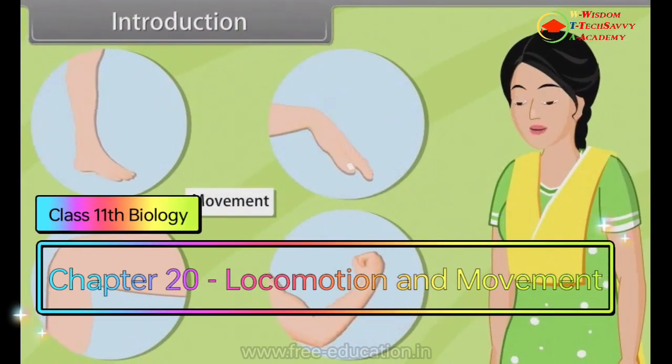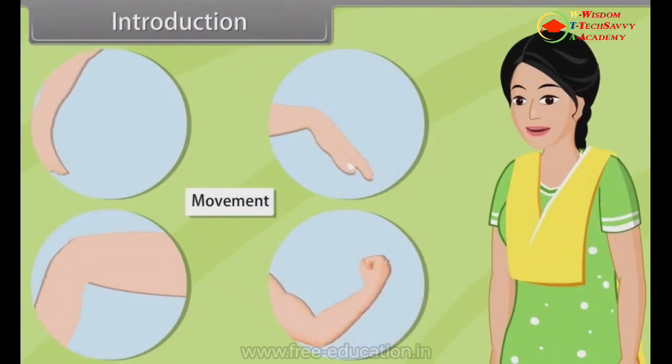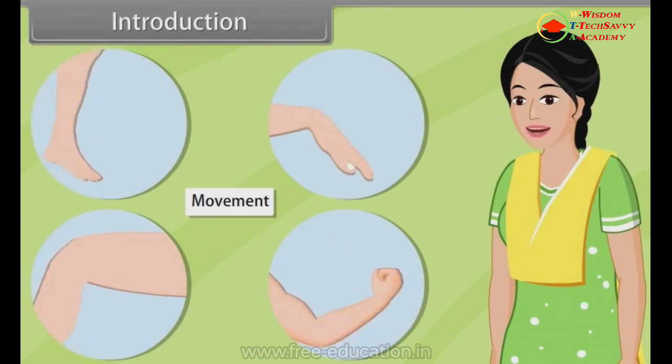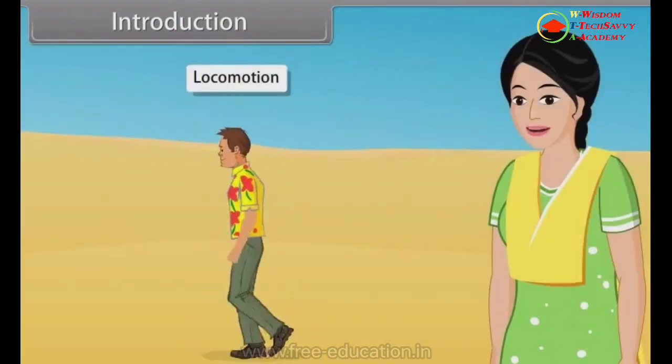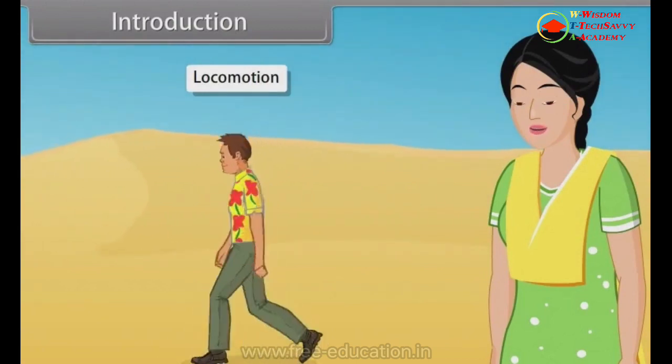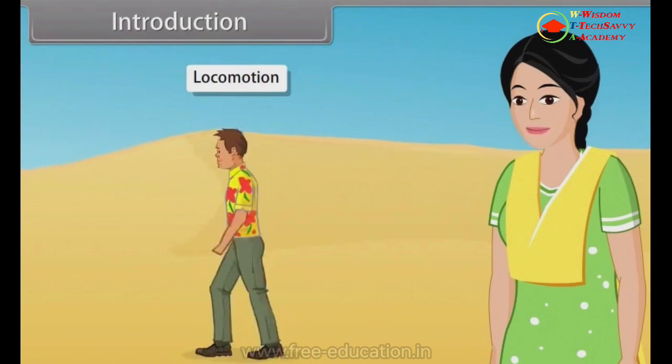Hey kids, in this lesson you will learn about locomotion and movement in the human body. Movement is a feature of all living organisms. Animals move from place to place. When an organism moves from one place to another as a whole, it is known as locomotion.